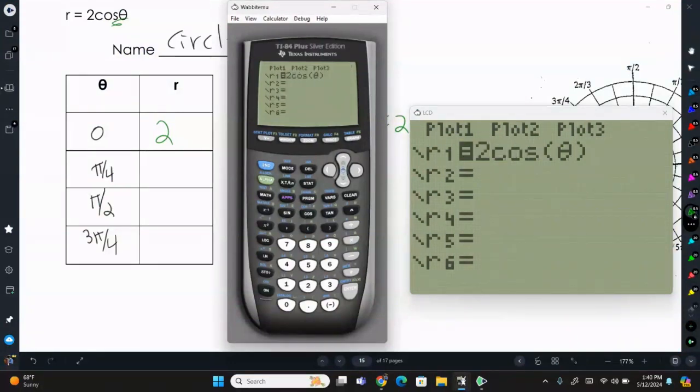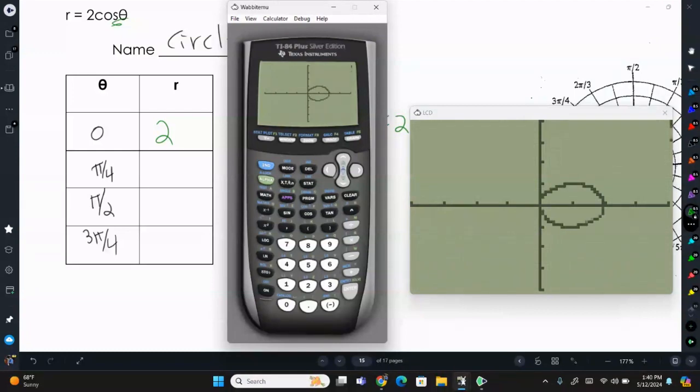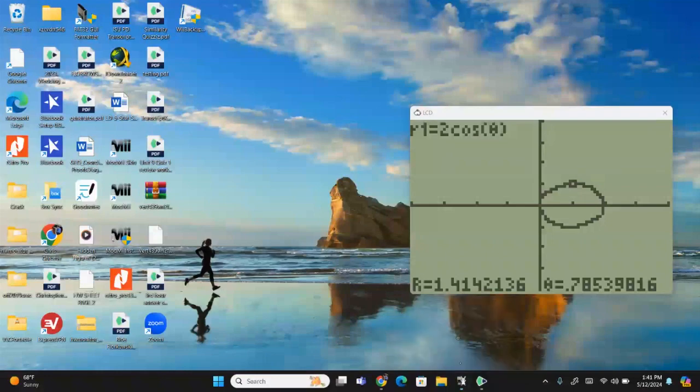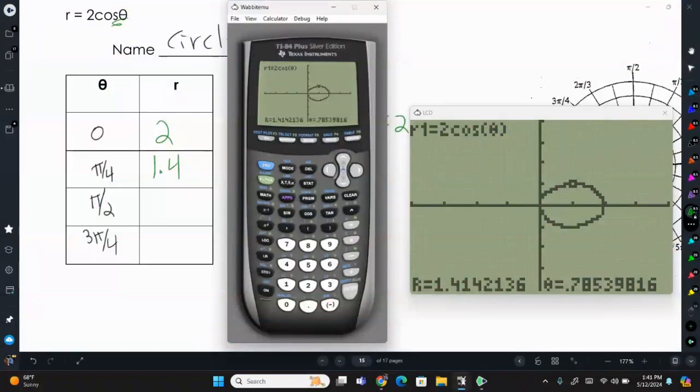All right, so we got 2 cosine theta. We'll graph that. So now can we press trace? When theta is 0, r is 2. So then we'll do pi over 4, and we get 1.4. Now pi over 2, we know the cosine of pi over 2 is 0, and 2 times 0 will give us 0, but we can still verify that. So pi over 2, we get an r value of 0, and then 3 pi over 4, we get negative 1.4.